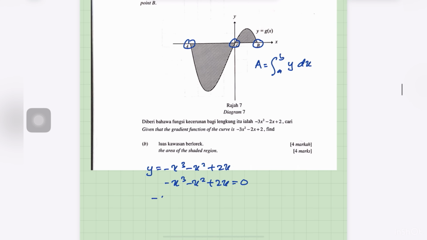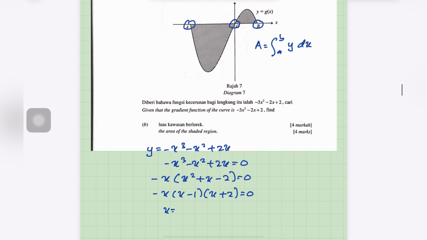Kita boleh factorize negative x. So become x squared plus x minus 2. So negative x, this one akan dapat (x minus 1)(x plus 2) equals to 0. Okay, so therefore the roots are x equals to 0, x equals to 1 and x equals negative 2. So ni negative 2 lah. Ni 0. Ni 1. Okay, so then we can find area.